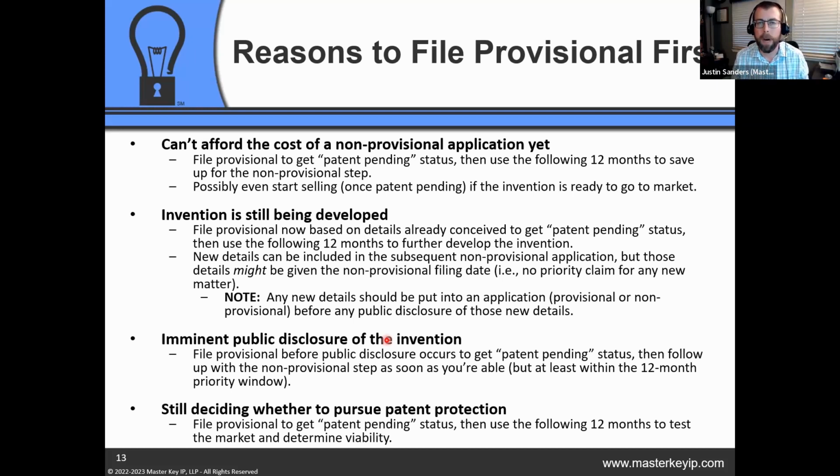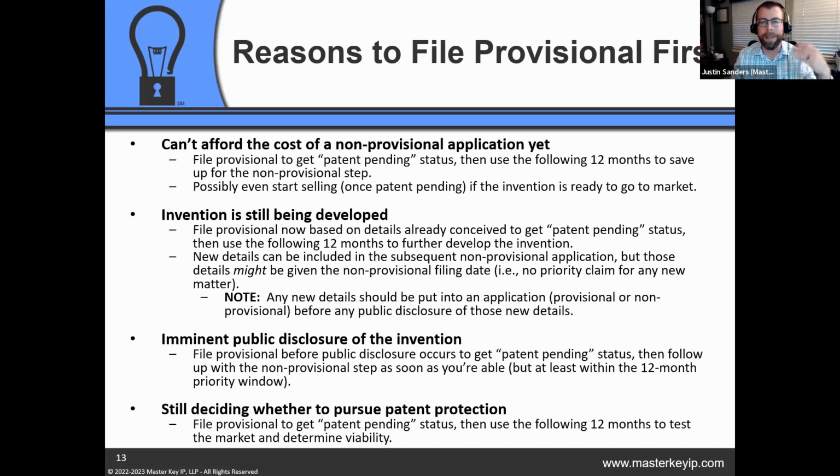Another reason to file a provisional first is if you're still developing the invention. If you're not ready to take that full utility patent step, you can file a provisional now on the details you currently have figured out, and then we can follow up in a year or less, whenever you're ready to do the full utility application and include any new details you developed in that interim period.